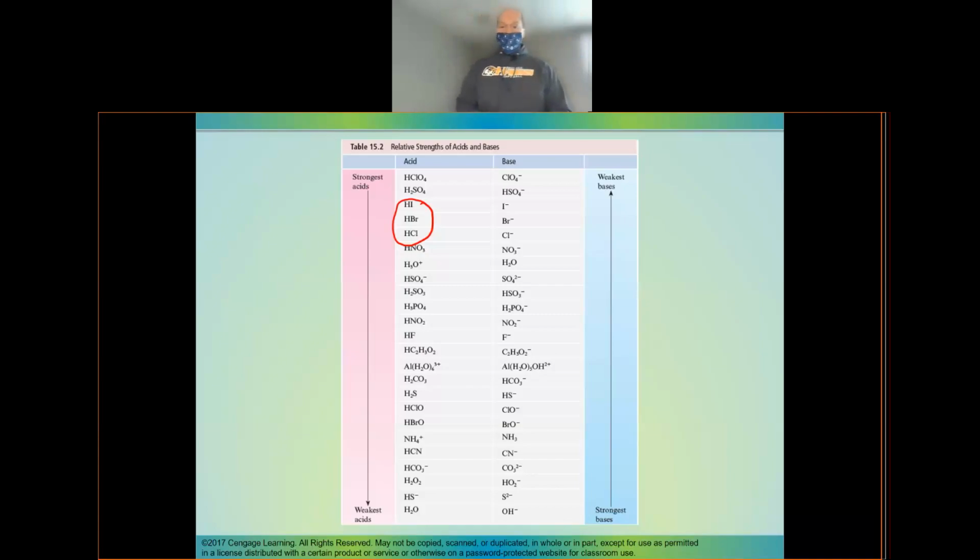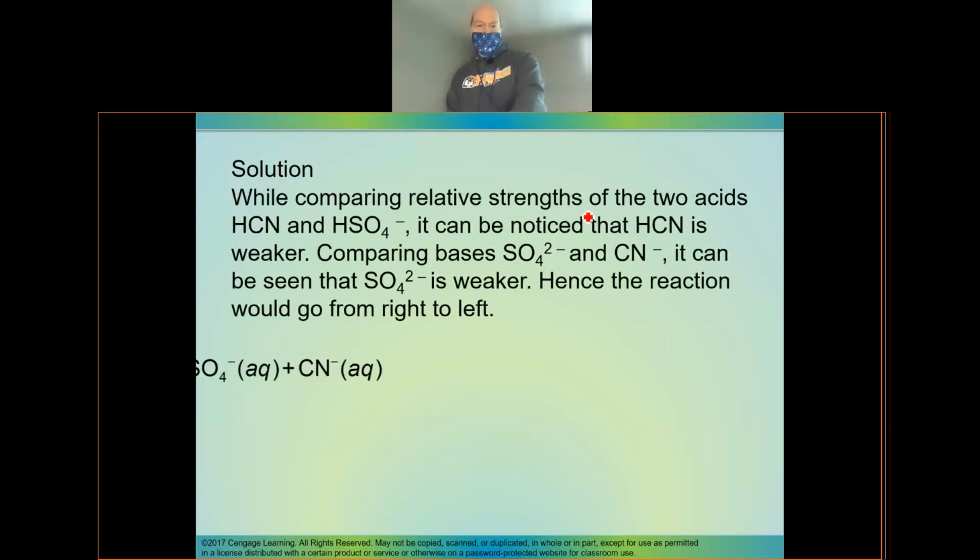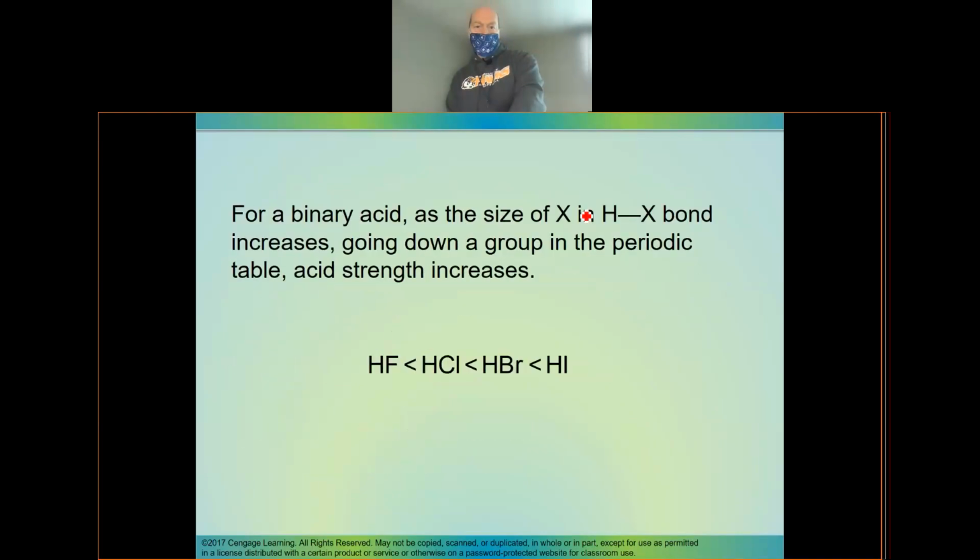All right, and so that is interesting. What we can conclude is that when we go down the periodic table, we get more acidic. So the larger the atom attached to the H, the stronger the acid. Going down a group in the periodic table, the size is getting bigger. As you go down, the atom gets bigger, and as the atom gets bigger, the more acidic it becomes.